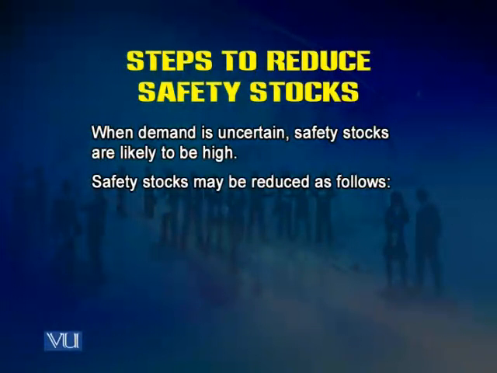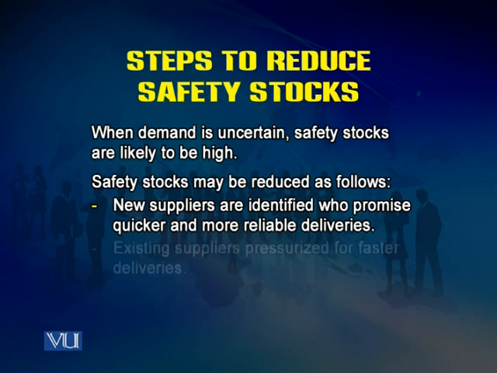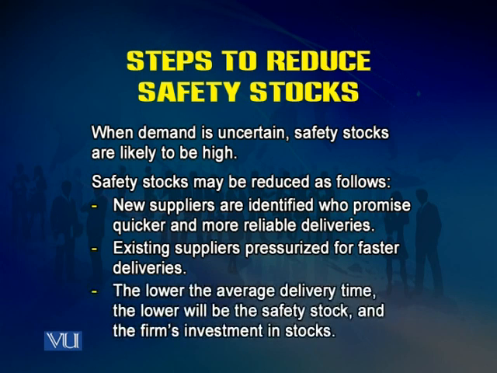Safety stocks may be reduced as follows. New suppliers are identified who promise quicker and more reliable deliveries. Existing suppliers are pressurized for faster deliveries. And thirdly, the lower the average delivery time, the lower will be the safety stock and the firm's investment in stocks. So this means that firms have to continue to be active and proactive to try to minimize the cost of this safety stock.